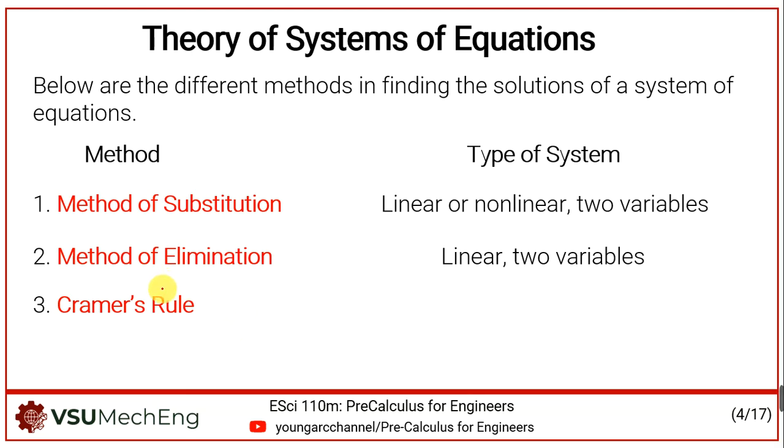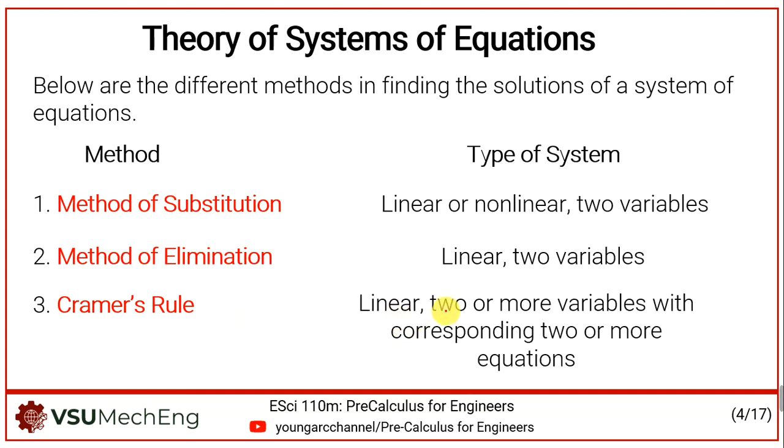Now the third one, Cramer's rule. This method uses concepts from matrices, specifically the determinant, in finding the solution. For Cramer's rule, it will work for linear systems with two or more variables and corresponding two or more equations. It is only limited to an equal number of equations and variables or unknowns. In other words, you cannot use this if you do not have an equal number of variables and equations.